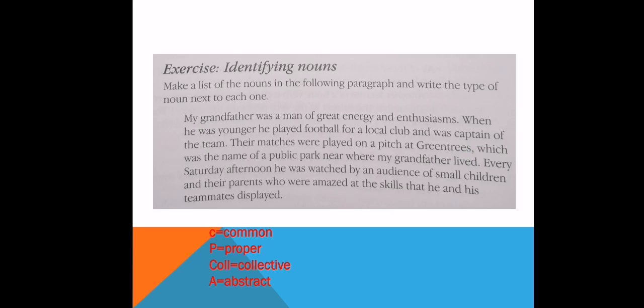Let's go ahead and do the first sentence together, just so that it's clear. So, my grandfather. Grandfather is a common noun. So I'm going to go ahead and circle that. Man, over here, he was a man. That's a common noun. I'm going to circle that. Energy and enthusiasm. These are also nouns.